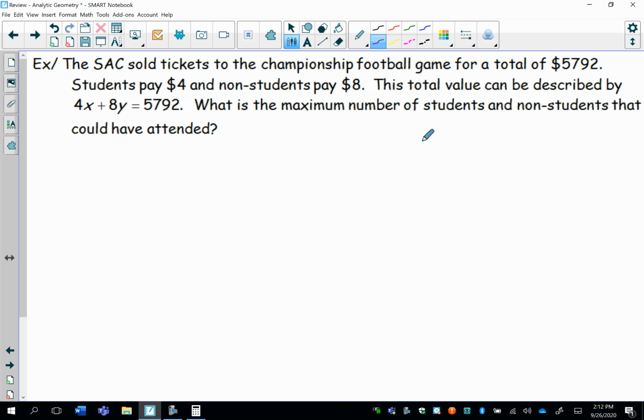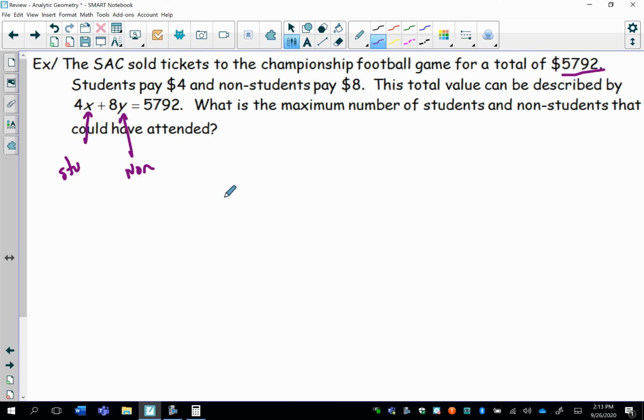Oh, we got a context question. So it sounds like it's going to look like a linear relation question, but we know it's really just analytic geometry. The SAC sold tickets to the championship football game for a total of $5,792. Students pay $4, non-students pay $8. Total value can be described by this. Okay, so 4 for every X. Well, this must be my students. And 8 for every Y. It must be the non-students. What is the maximum number of students and non-students that could have attended?